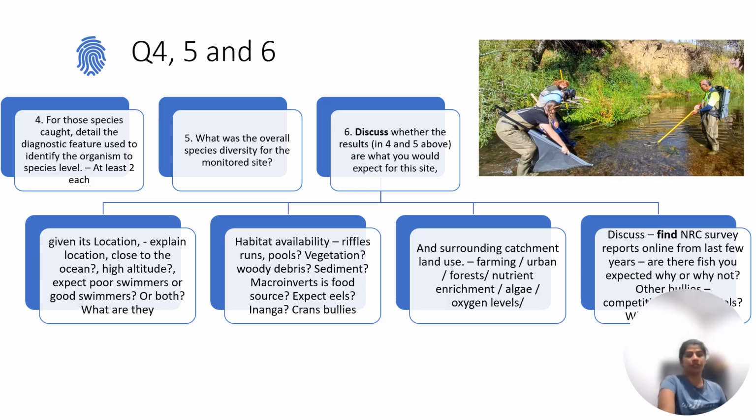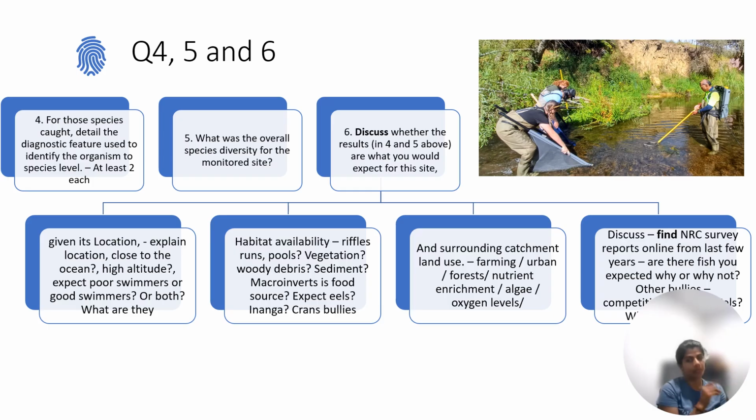So I want you to explain the location you were in. I want you to understand what habitat was available, and then the surrounding catchment if that would affect. So location-wise, I want you to discuss whether it was close to the ocean, far from the ocean, did it have high altitude, low altitude, would you expect poor swimmers, would you expect good swimmers, or both, and what are these species that you would expect. Don't look at your results now, just what you'd expect.